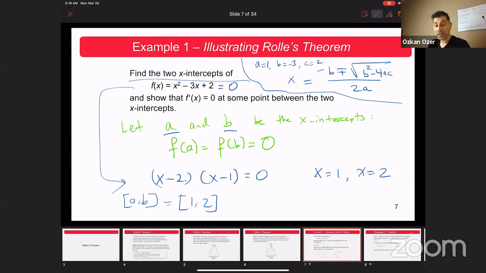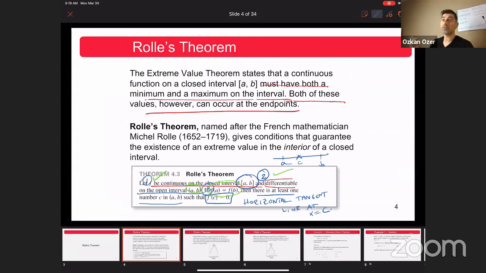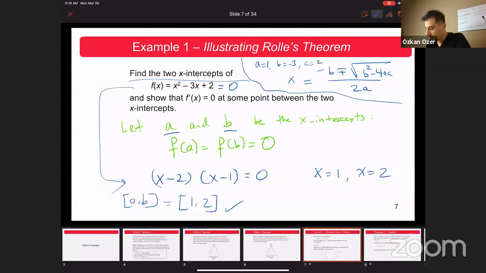And here's the closed interval that Rolle's theorem mentions. Closed interval AB, right? It's mentioned here. So these are the zeros of the quadratic, where the quadratic hits the x-axis at those points, right? And now I can go ahead and conclude that f of 1 and f of 2 are both zeros, as I just said here, right?